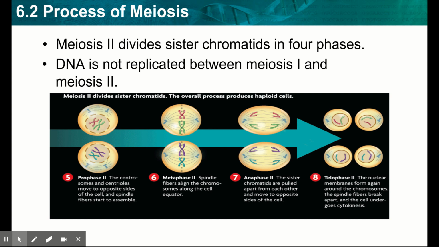In metaphase 2, the spindle fibers align and the chromosomes are lining up in the middle, which you can see from picture number 6. In anaphase 2, the sister chromatids are pulling apart from each other. They're moving away to the opposite ends of the cell. And then in telophase 2, the nuclear membrane is starting to form again around those new chromosomes, and they're undergoing the process of cytokinesis.